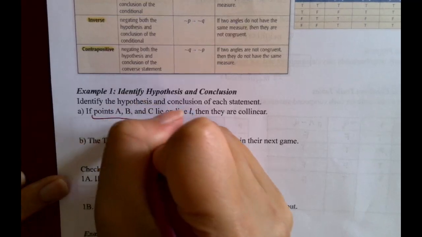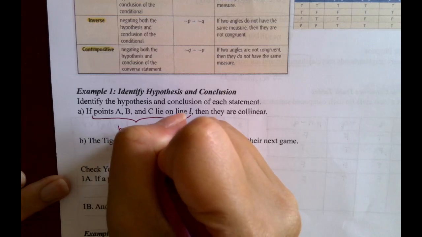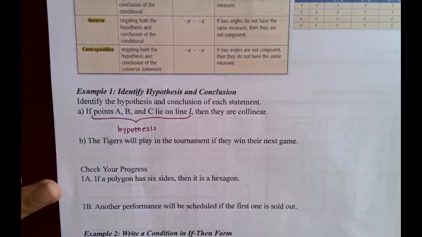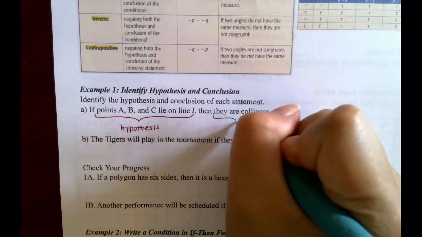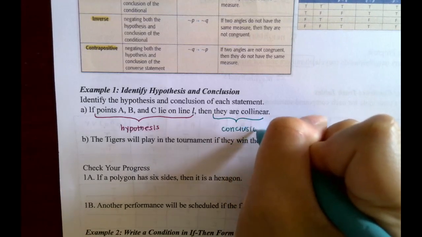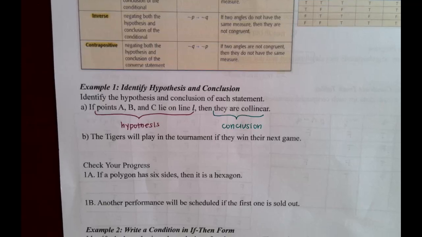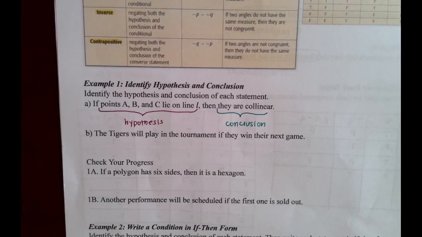So this part here is the hypothesis. It's what follows the if: points A, B, and C lie on line L. So the hypothesis is points A, B, and C lie on line L. The conclusion is that they are collinear. Okay. So B, it says the Tigers will play in the tournament if they win their next game.